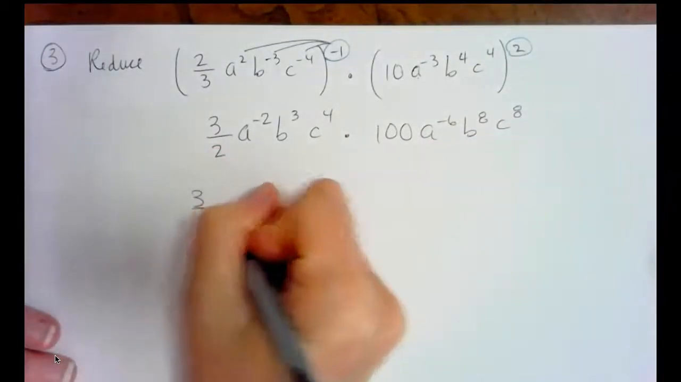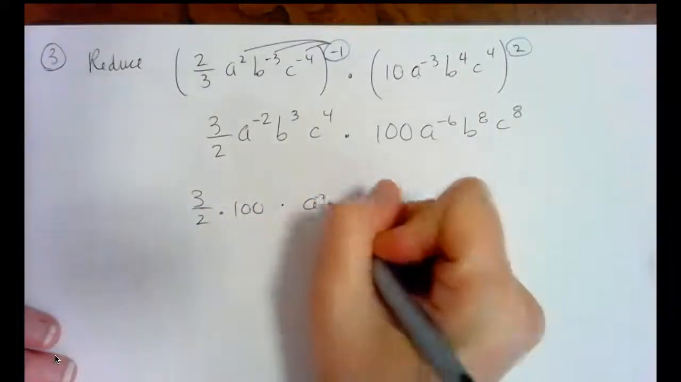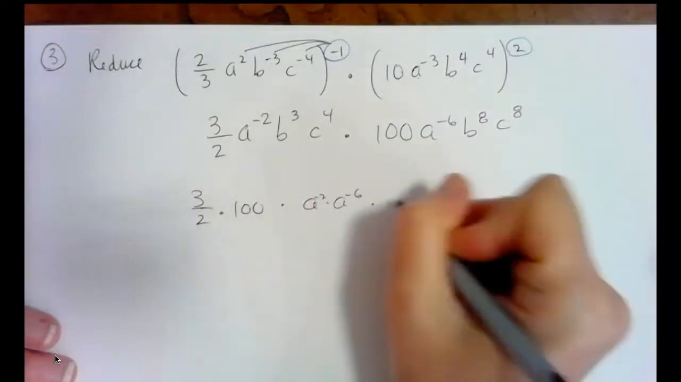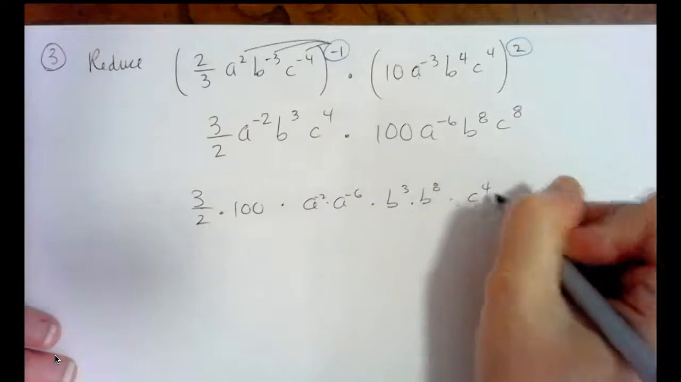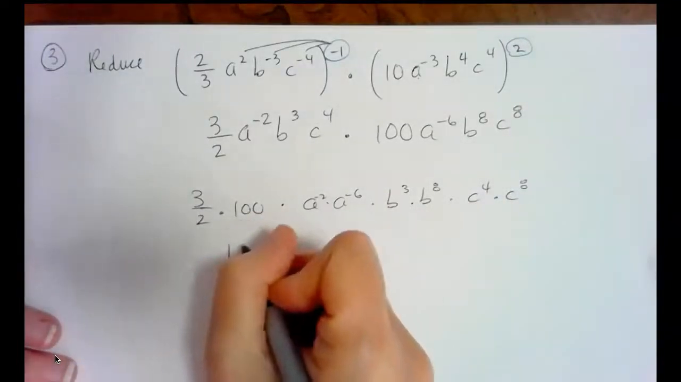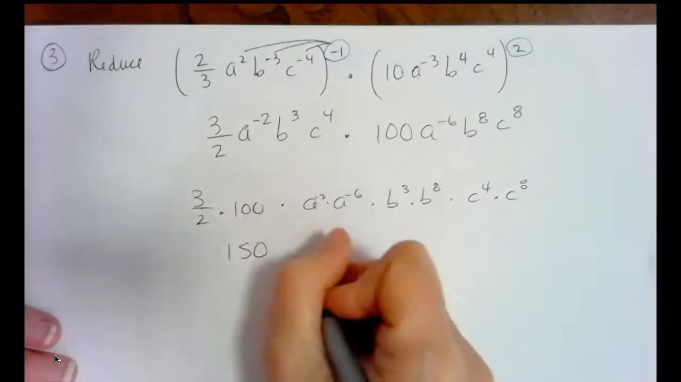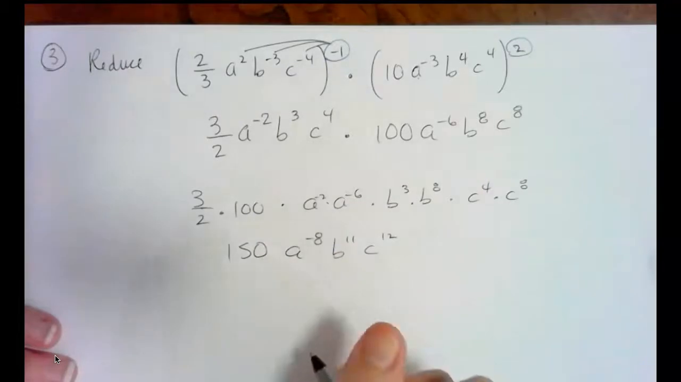So 3/2 times 100, just using the commutative property here, a to the -2 times a to the -6th, b to the 3rd times b to the 8th, c to the 4th times c to the 8th. 3/2 of 100 is 150, a to the -8th, b to the 11th, and c to the 12th.